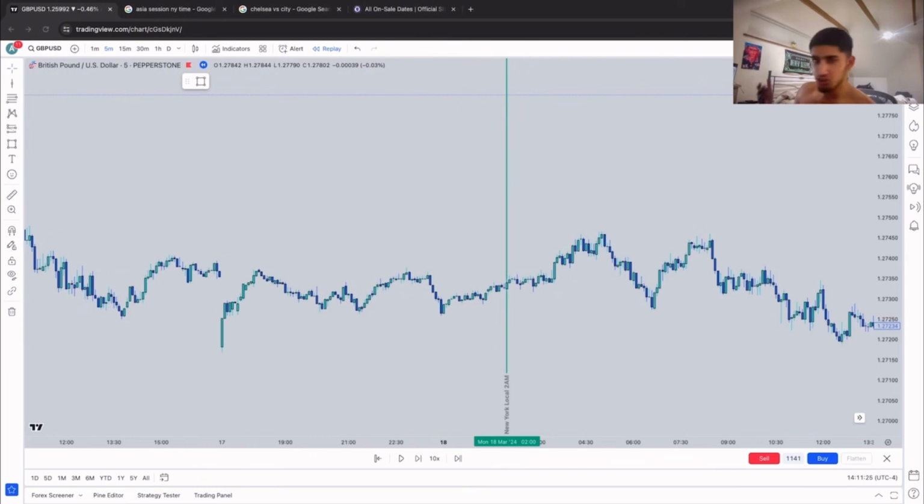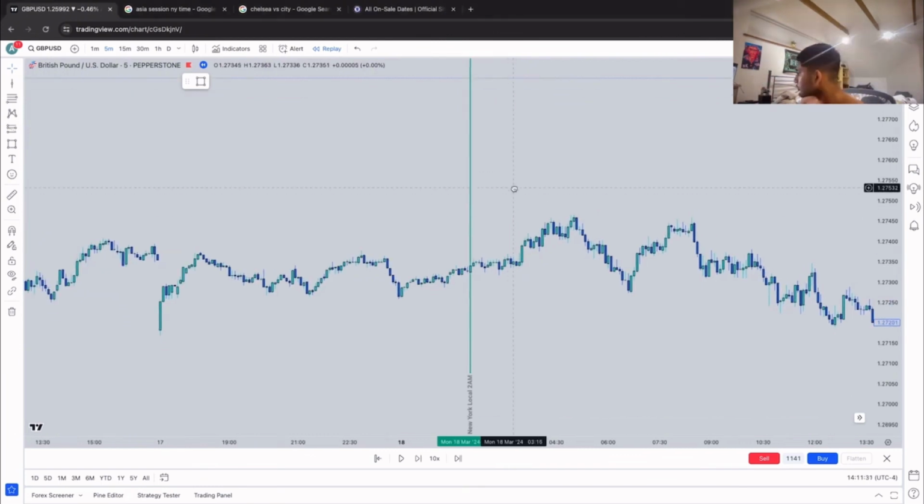We've got the New York local time 2 AM here, and the reason why this is marked out is because from 2 AM to 3 AM New York local time is where I scout out my London buy side and sell side liquidity. And then from 6 PM to 10 PM New York local time, that is where I find my Asia high and my Asia low. So I'm just going to demonstrate to you guys what that looks like.